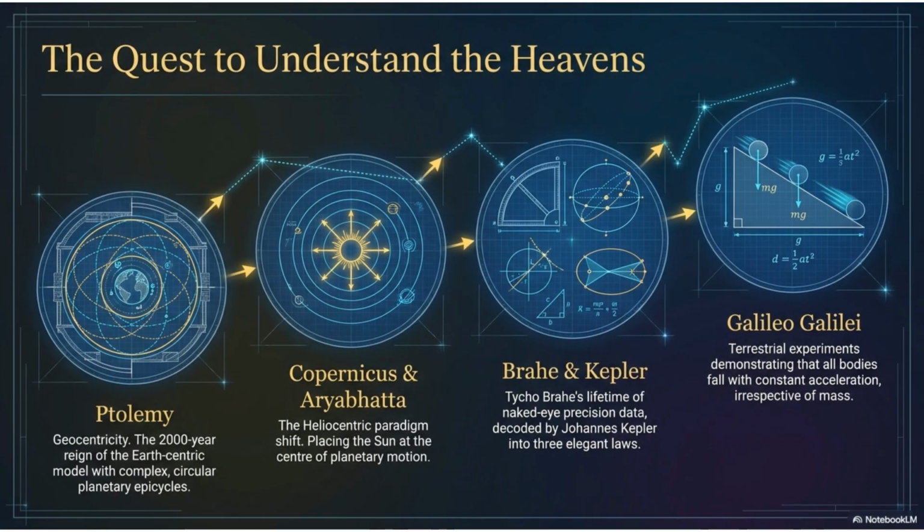The quest to understand the heavens evolved over centuries. From Ptolemy's geocentric model to the heliocentric paradigm of Copernicus and Aryabhata, the field advanced through Brahe's precise data, Kepler's laws, and Galileo's experiments on falling bodies.